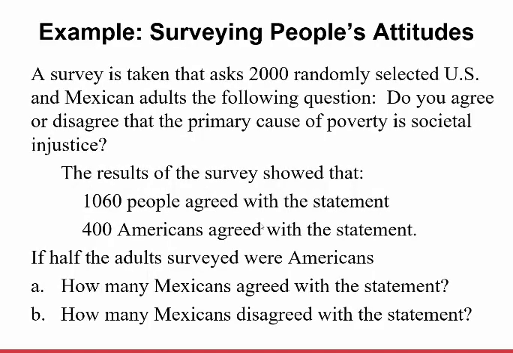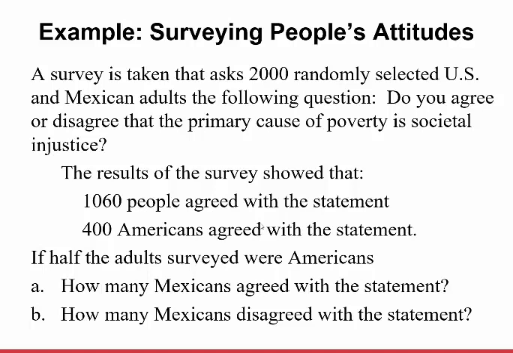All right, so here's the first one. A survey is taken that asks 2,000 randomly selected US and Mexican adults the following question. Do you agree or disagree that the primary cause of poverty is social injustice? Okay, so the results were the following. 1,060 people agreed with the statement and 400 Americans agreed with the statement.